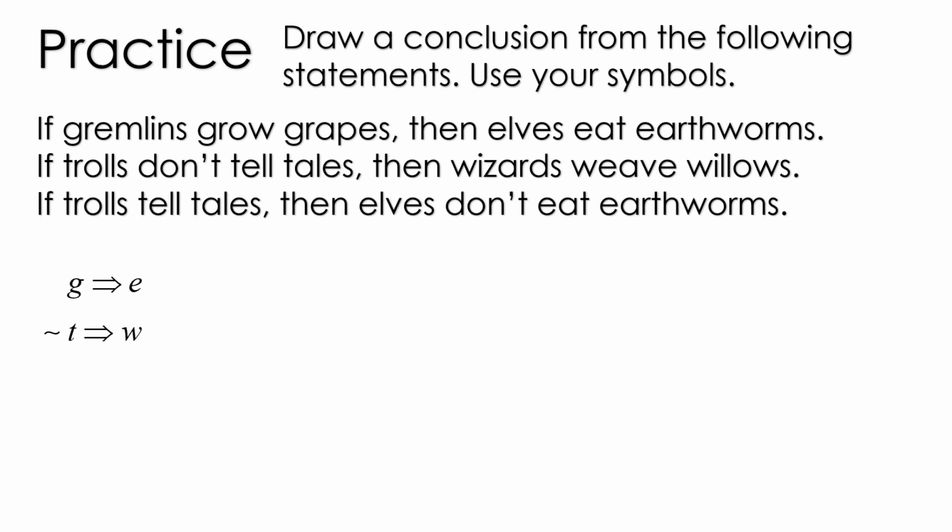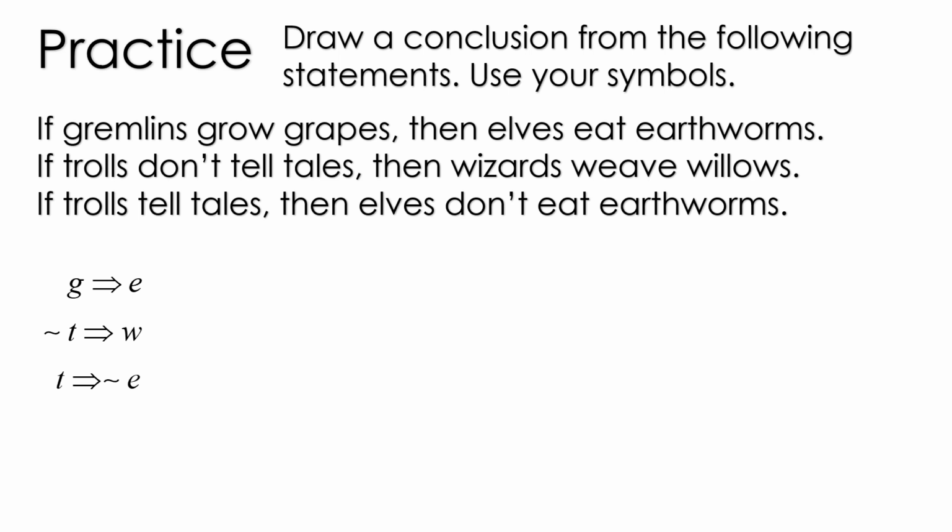If trolls tell tales, then elves don't eat earthworms. I don't like that elves are eating earthworms in this. Okay, so we have our T for trolls and our E for elves. All right, so you should have had if T, then not E. So we need to connect the three of these together so that it's in a chain, but there's only one G, there's only one W. There's an E and a not E, and there's a T and a not T.